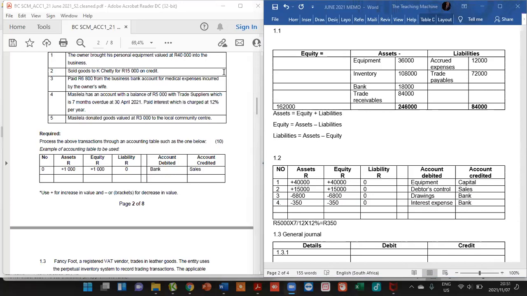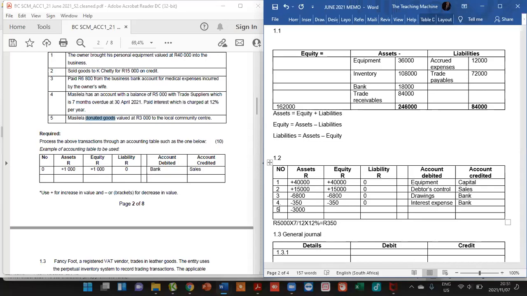Okay, let's look at the last one. Masilela donated goods valued at 3,000 to the local community center. If you donate goods, what will happen to the number of goods that you have? Definitely decrease. It means that the assets will decrease since the business donated its goods. So it's minus 3,000 here.